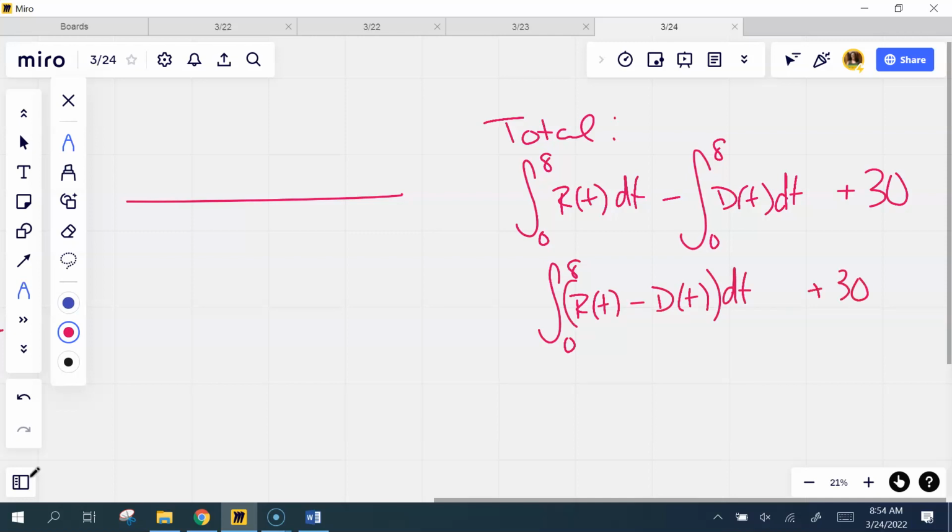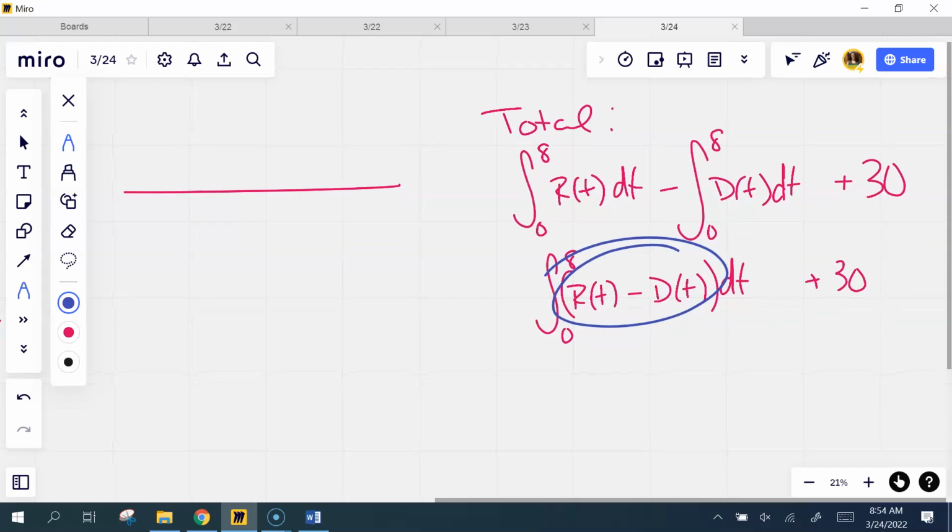Okay. So my question is, when is this at a minimum, right? And these are already derivative equations. Are y'all following me? So what I did was I said, well, when does R of t minus D of t equal 0? Because that's the derivative. This is the derivative. When does the derivative equal 0?